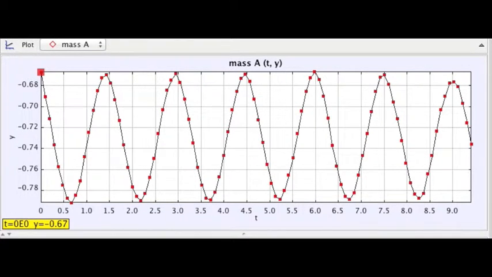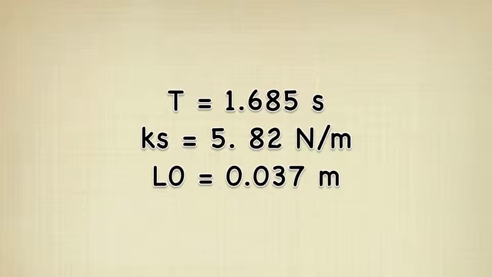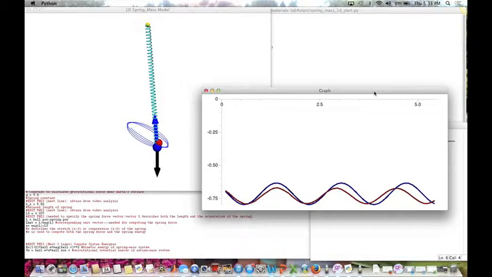As I explained earlier, I used the y position data to find the oscillation period using 5 oscillations and found that T equals 1.685 seconds, K equals 5.82 newtons per meter, and L naught equals 0.037 meters. The comparison model and the graph turned out to match decently well, but the Tracker motion slowed down while the predicted motion remained constant.